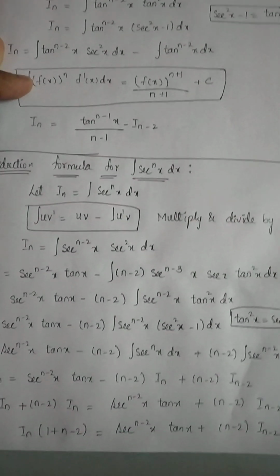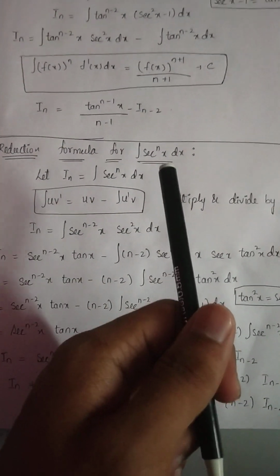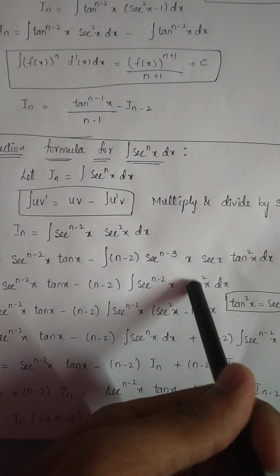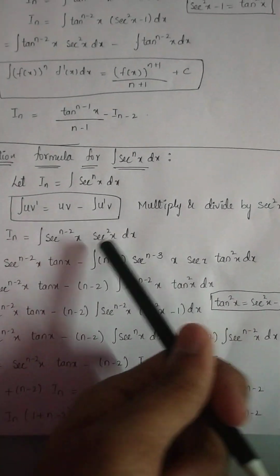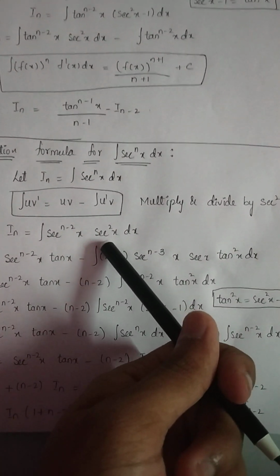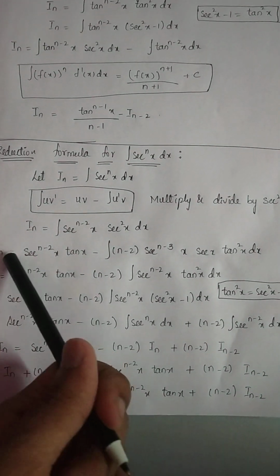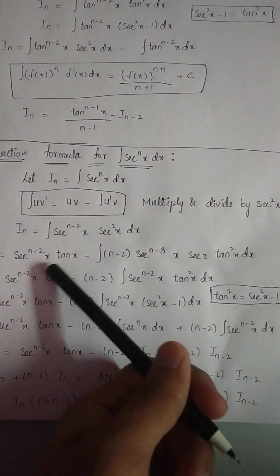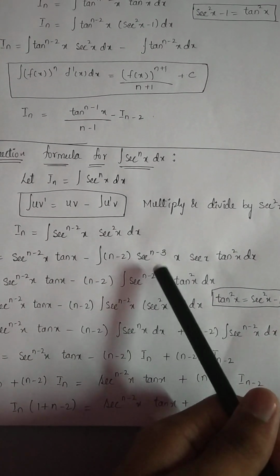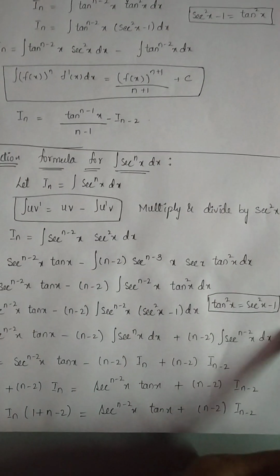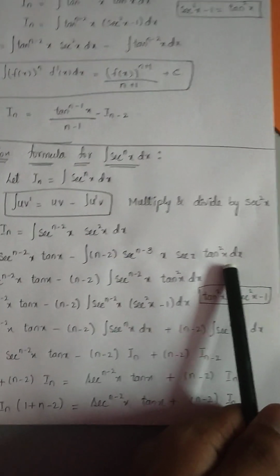Okay, so next in the third one, we are having the reduction formula for integration of sec^n x dx. In this one also, we are going to apply the by parts rule, but before that we have to multiply and divide with sec^2 x on the RHS. So after applying by parts, we can simply see that this equation is turned into sec^(n-2) x tan x, minus integration of (n-2) sec^(n-3) x sec x tan x into tan x, which we can write as tan^2 x.